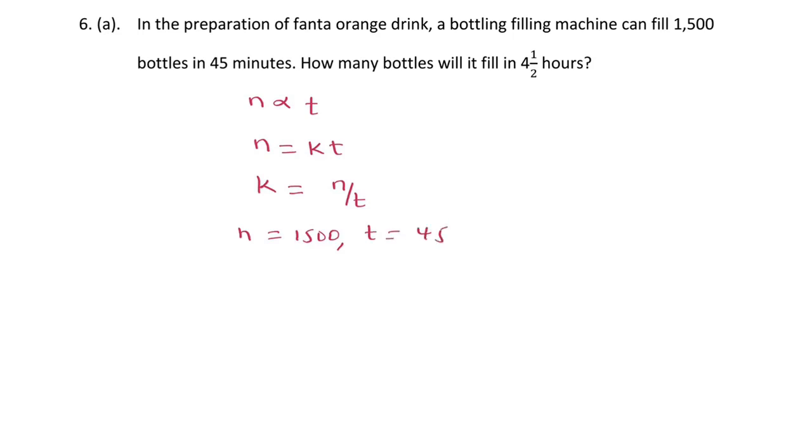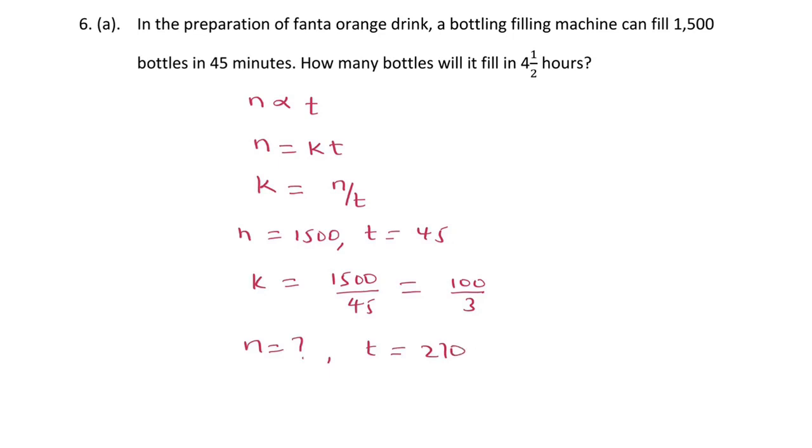Then our equation is going to be K equals 1,500 over 45. Simplifying this, we have 100 over 3. Okay, so now we have the value of our constant K. Then we can find the number of bottles when time is 4.5 hours, which equals 270 minutes.